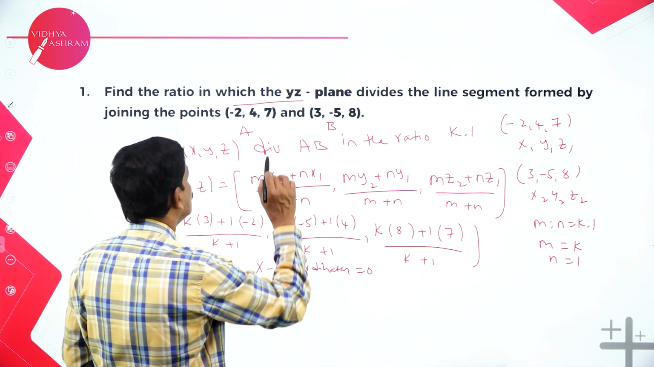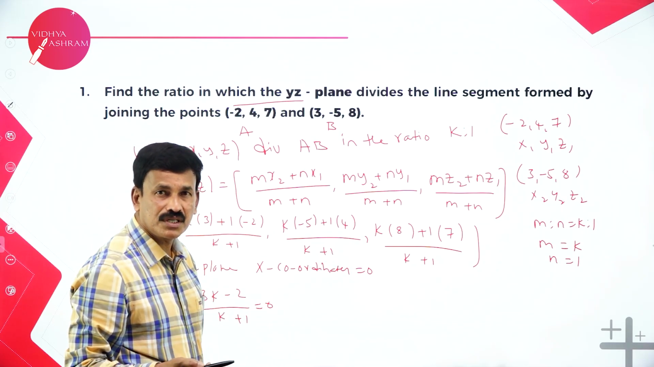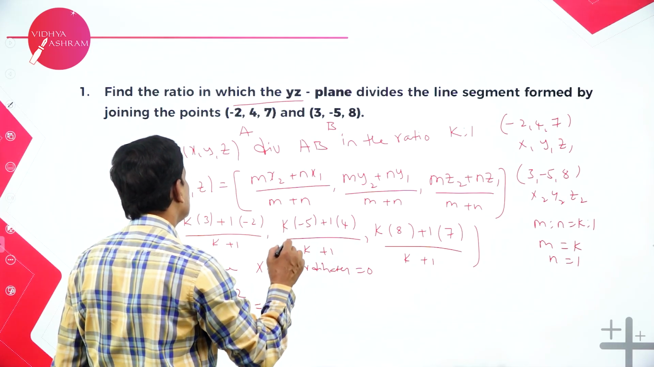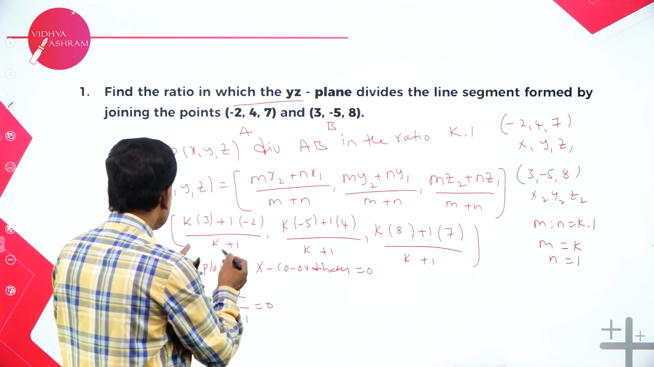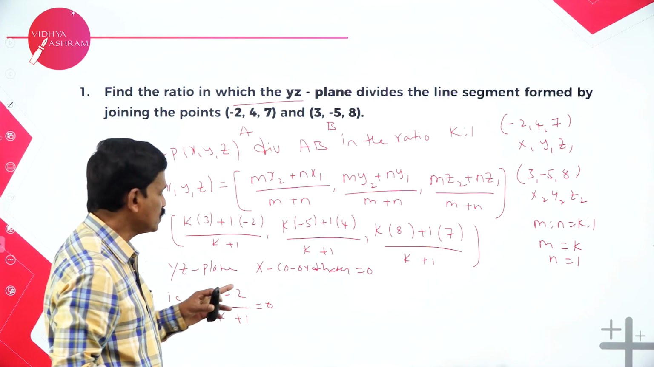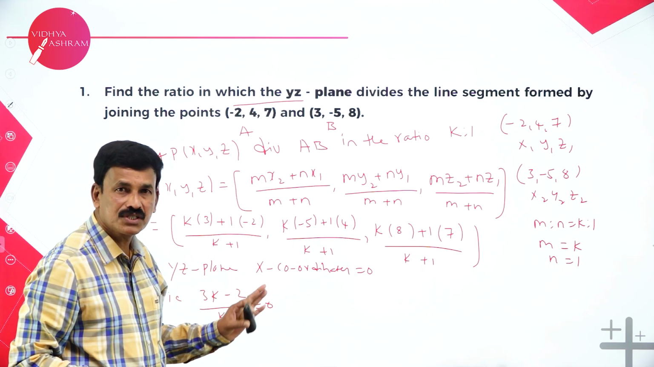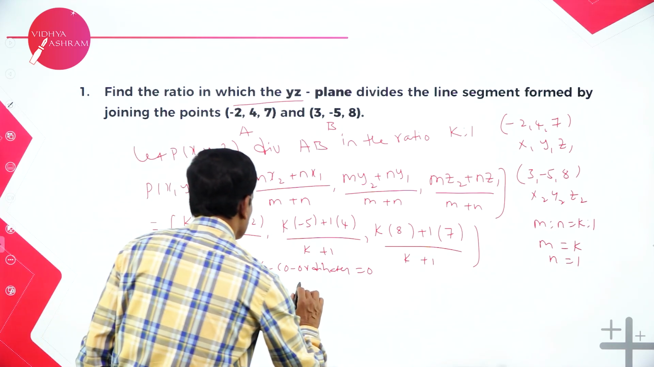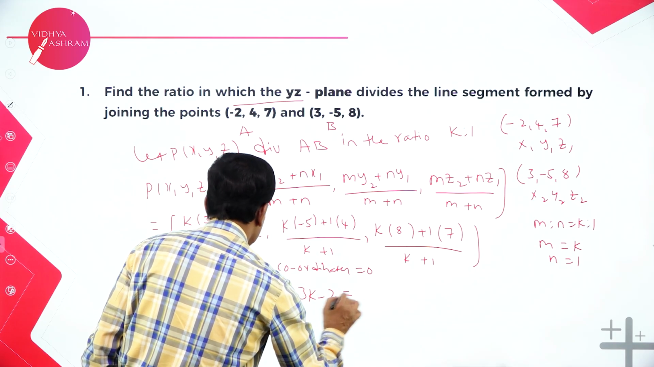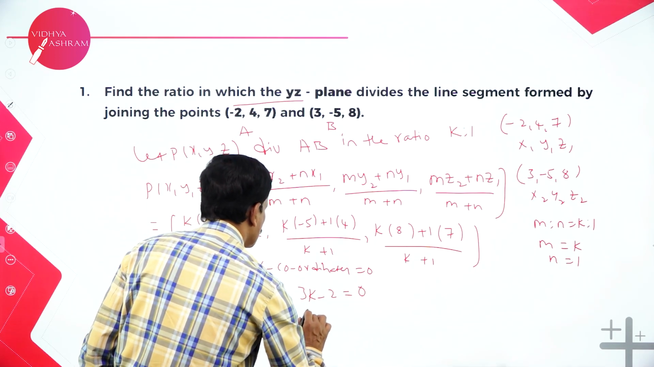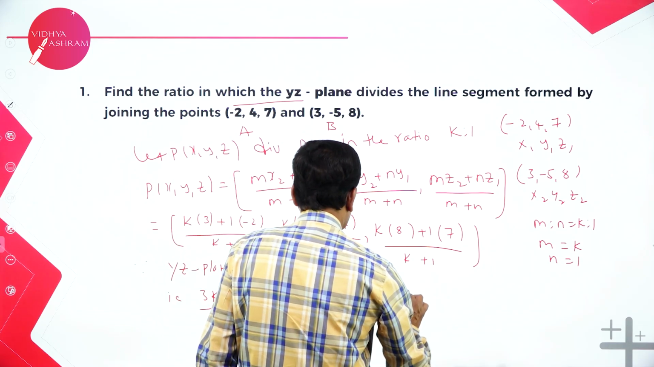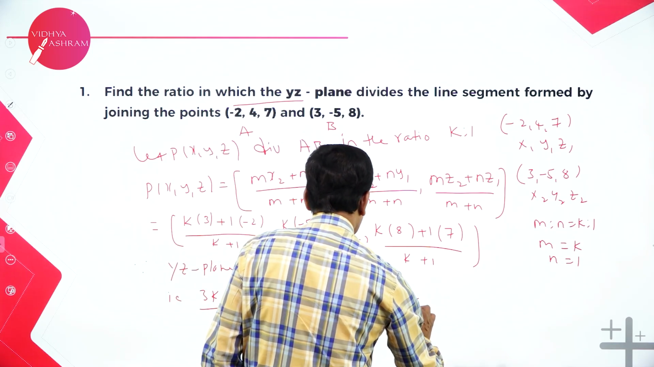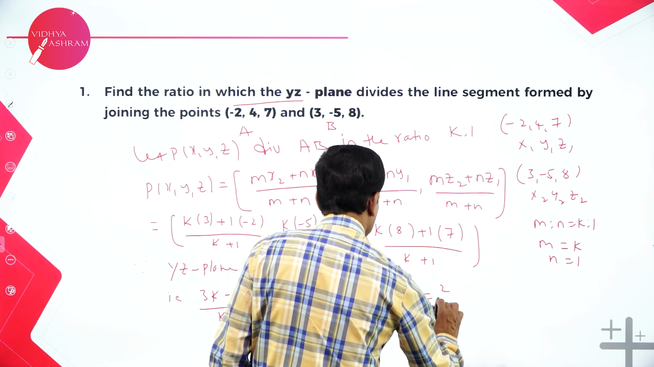If it divides the yz plane, the x coordinate is equal to 0. If it divides the zx plane, the y coordinate is equal to 0. If it divides the xy plane, the z coordinate is equal to 0. So, since it divides the yz plane, equate the x coordinate to 0 and cross multiply. So 3k minus 2 is equal to 0, 3k is equal to 2. Therefore k by 1 is equal to 2 by 3.